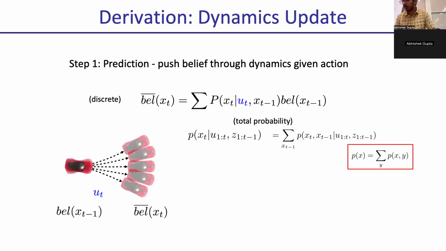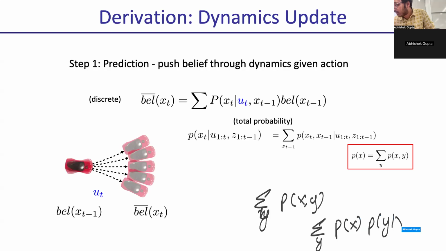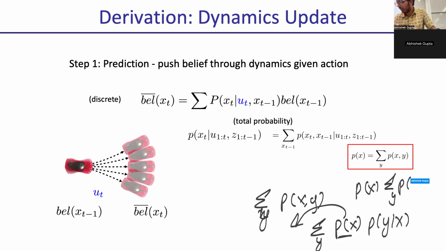Here's another easy way to think about it. If you have the sum over y of P of x comma y, use the definition of the joint distribution. You can write the joint distribution as P of x times P of y given x. P of x doesn't depend on y, so you can take it out. Then you get P of x times the sum over y of P of y given x. But P of y given x is a probability distribution, so its sum is 1, and so you just get P of x.